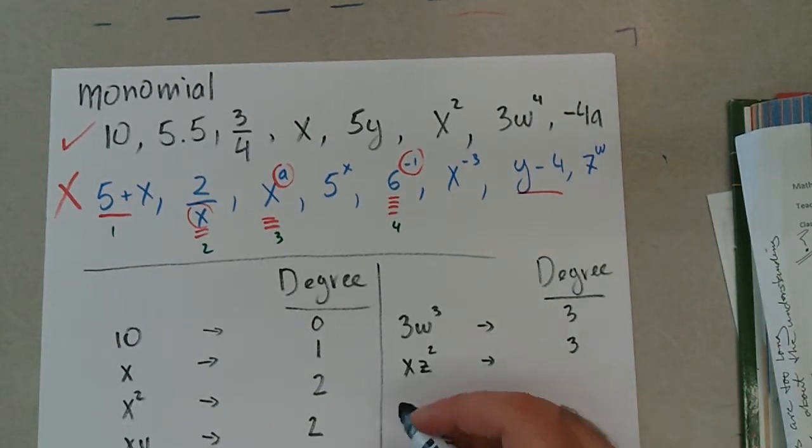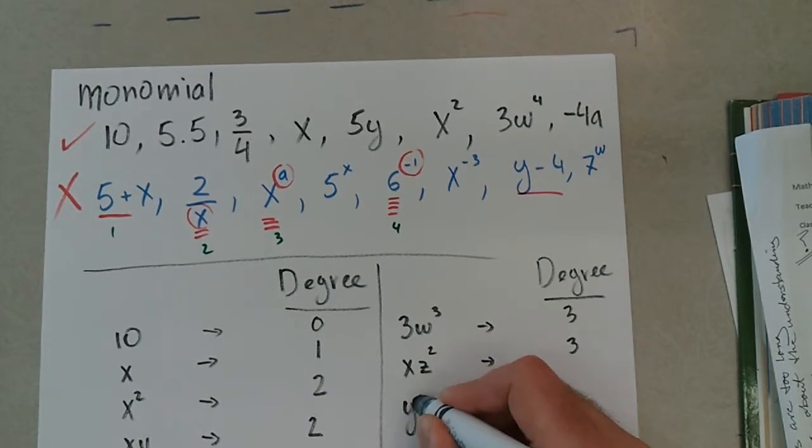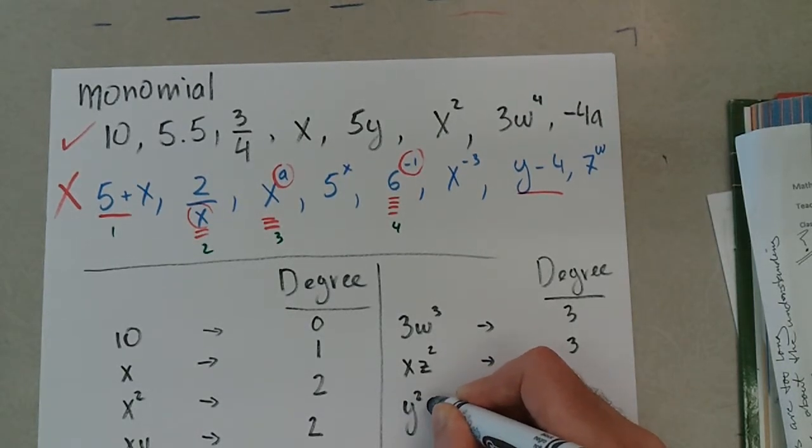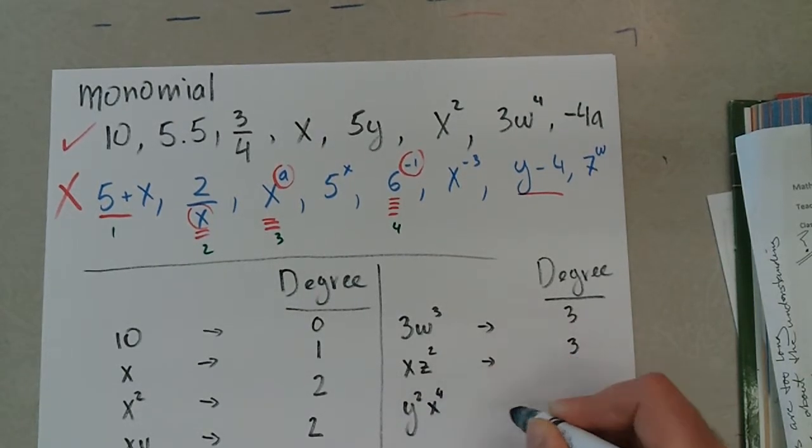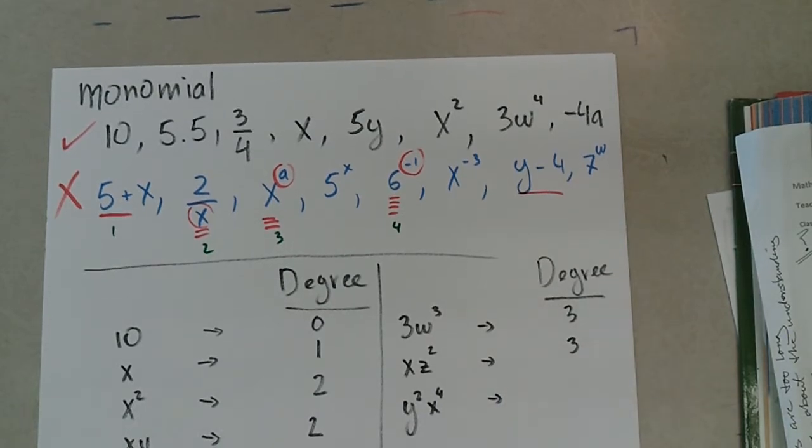You can take something like this. y squared and x to the 4th power. The x contributes a power of 4, so it has a degree of 4.